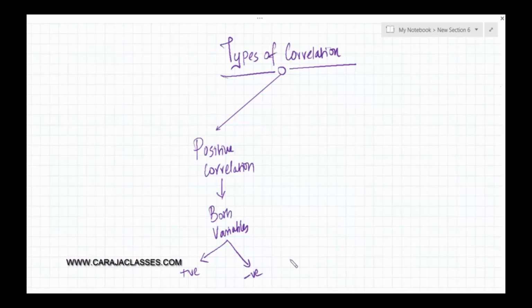So this correlation is also otherwise called a direct correlation. We have to keep that in mind. So positive correlation is a correlation where both variables will move in the same direction. That's more important.